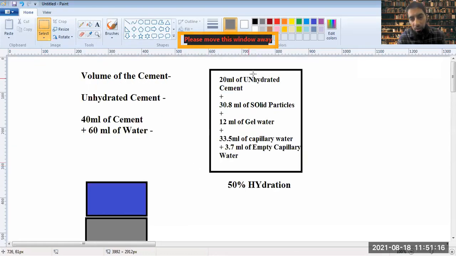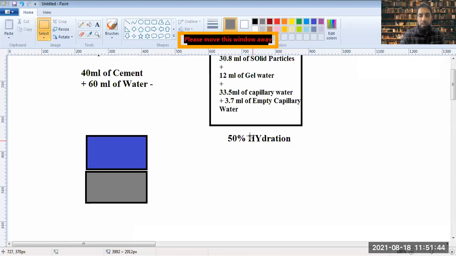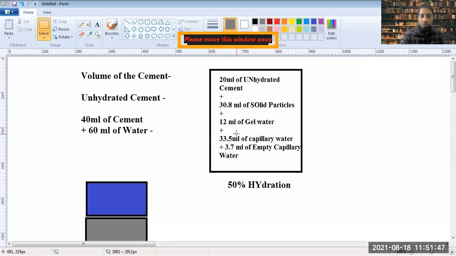There is 20 ml of unhydrated cement, 30 ml of solid particles, that is around 50.8. 50.8 plus 12 ml of gel water, that is 62.8. 62.8 plus 3.7 is 66.5. 66.5 plus 33.5 would be 100 ml, which was the original volume. So at 50% hydration, this is the composition of the cement in terms of the volume.